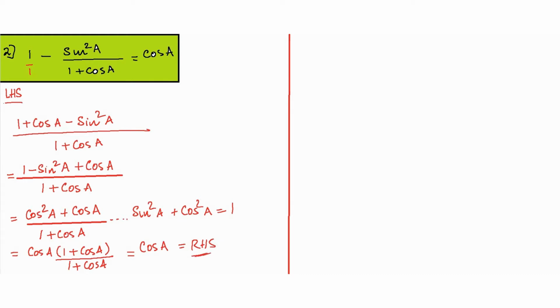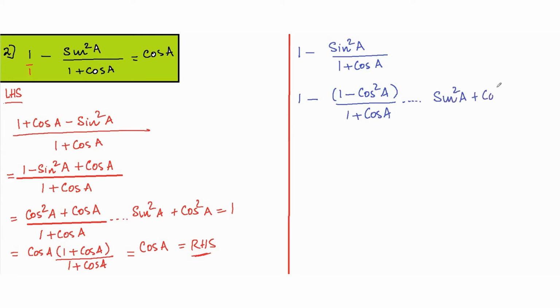Now I am going to solve the same question using another method. What I notice is, in the numerator, I have sine square a divided by 1 plus cos a. So what I am going to do is, I am going to convert this sine square a into 1 minus cos square a, okay, divided by 1 plus cos a. So which identity did I use over here? I used the identity sine square a plus cos square a is equal to 1.